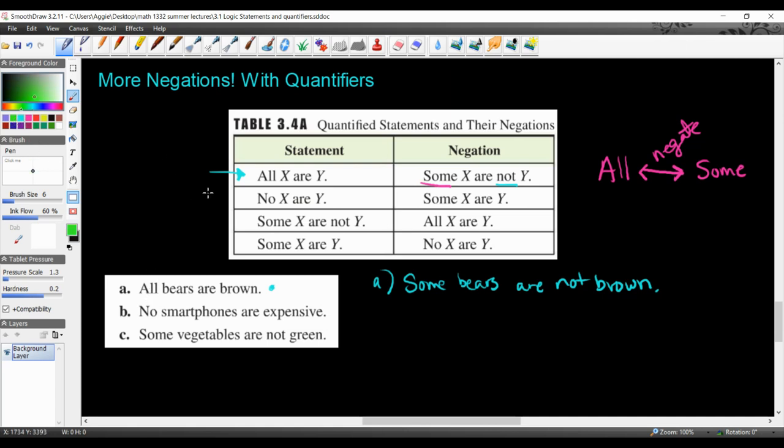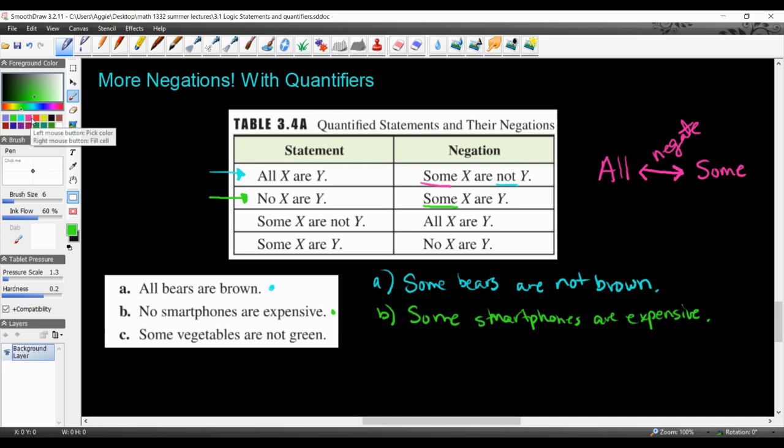Let's try the next one. This one says no smartphones are expensive. So that would be the second statement here. And if we're going to negate that, we do some. So some smartphones are expensive. If you think about it, common sense wise, you're just saying the opposite of what's here. No smartphones are expensive. Well, yeah, some of them are. And that's my negation right there.